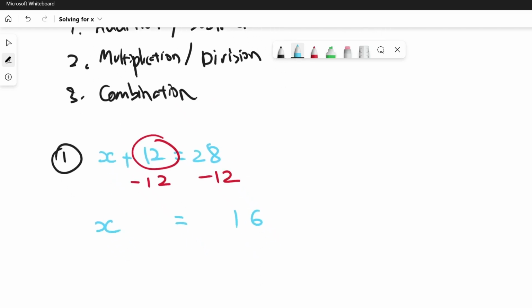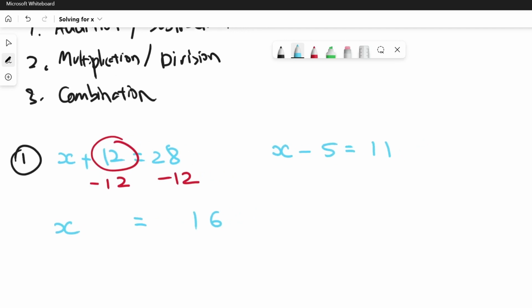And it's very similar for the subtraction. So we'll go x minus 5 equals, say, 11. We want to do the same thing. We want to make x by itself on the left-hand side. And how we do this is we plus 5 on the left-hand side. And remember to balance the scale, we have to do plus 5 on the right-hand side.